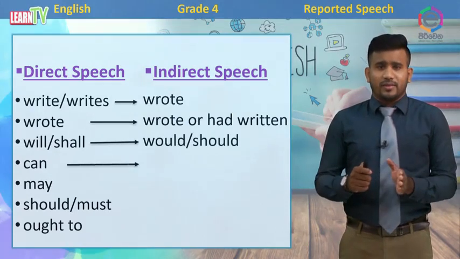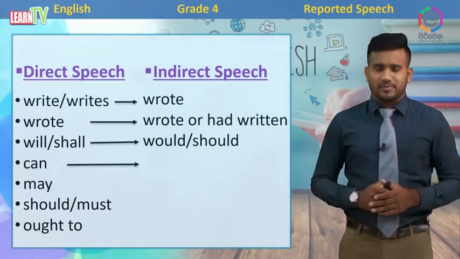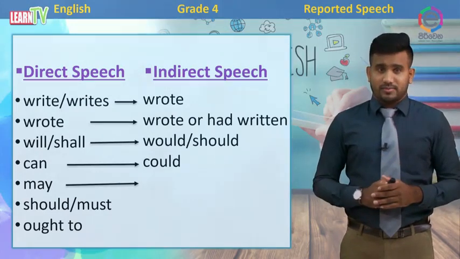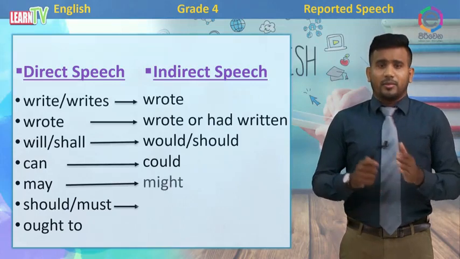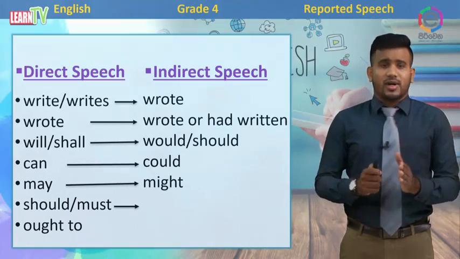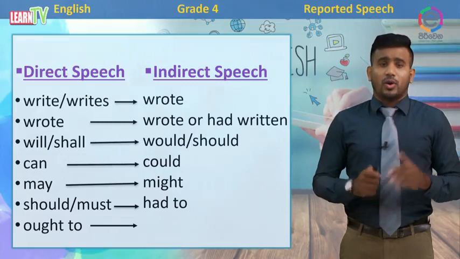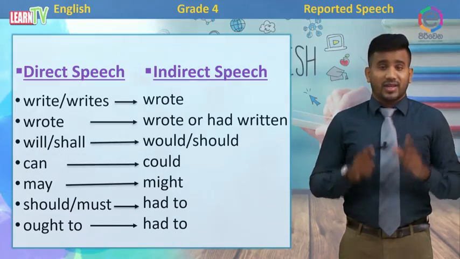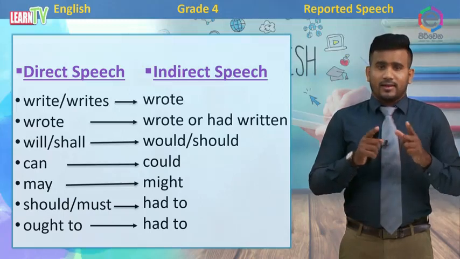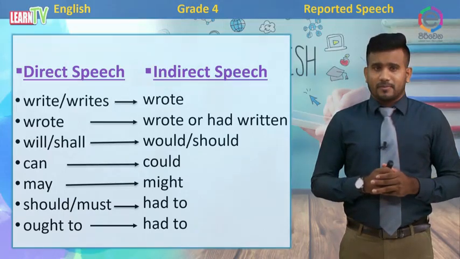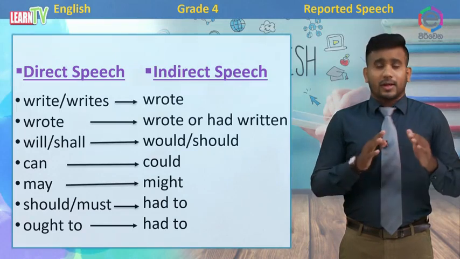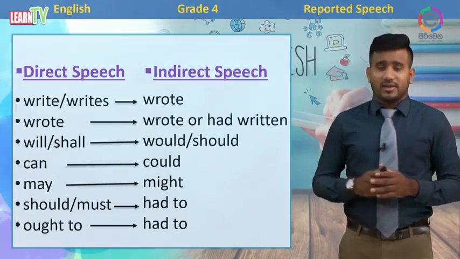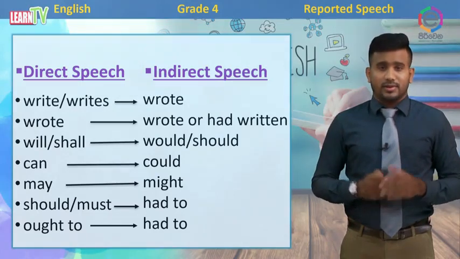Will, shall become would or should. Can should be changed to could. May becomes might, should, must become had to, ought to, had to. So make sure that in direct speech, some words must be changed in indirect speech according to these points.